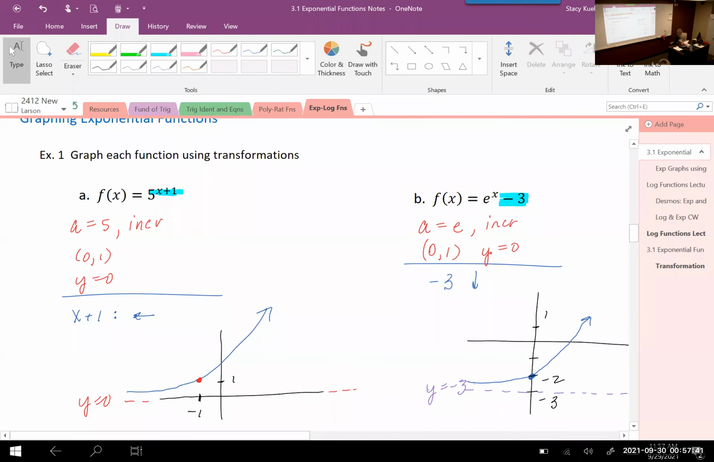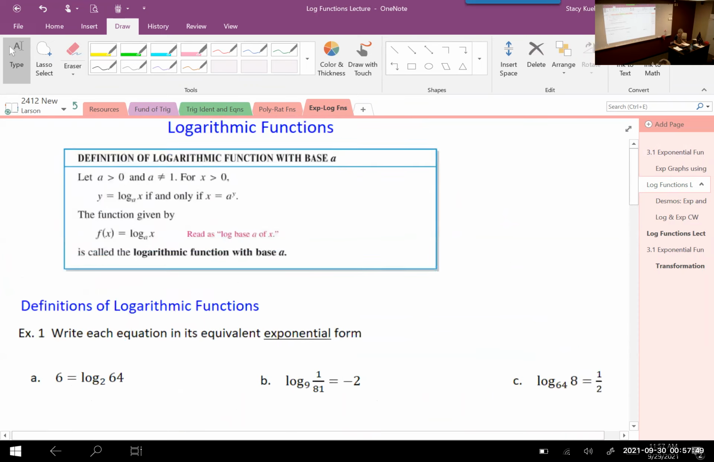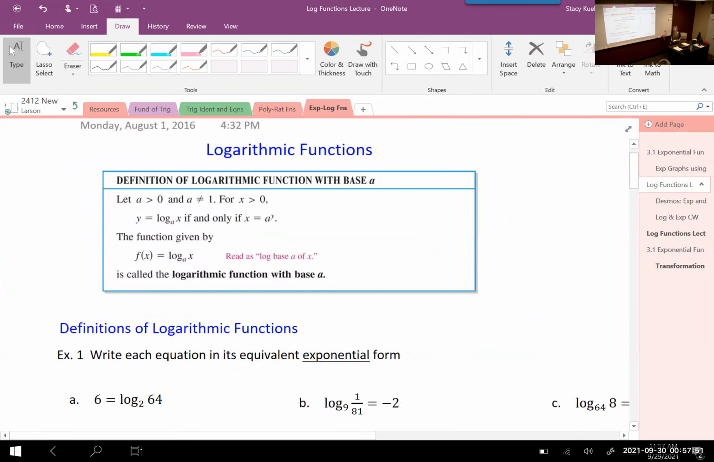So the next thing that we're going to do is we're going to talk about log functions. So log functions, here's our definition. Make sure you get the definition written down.